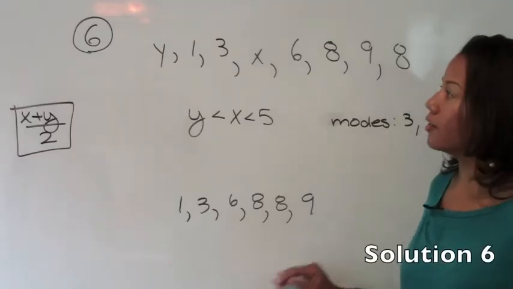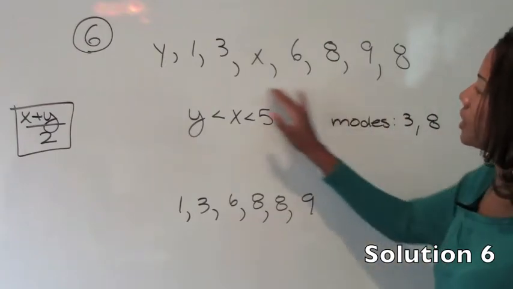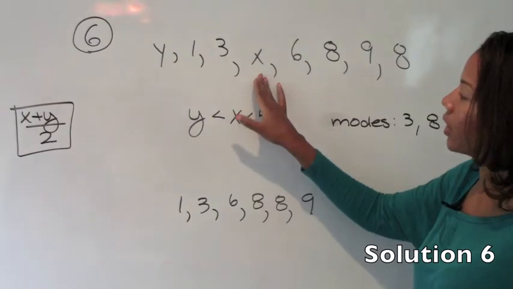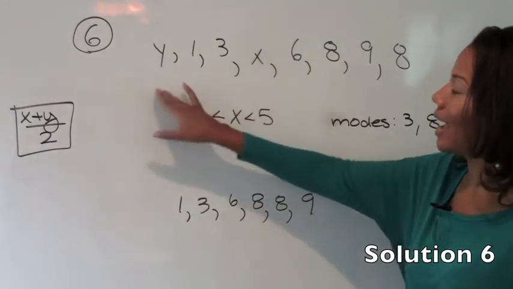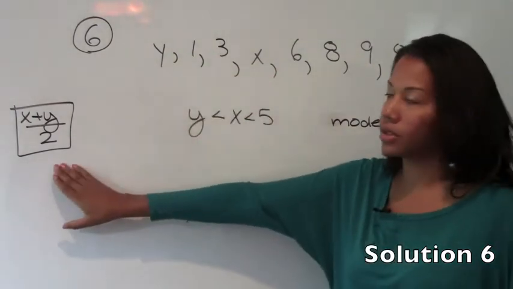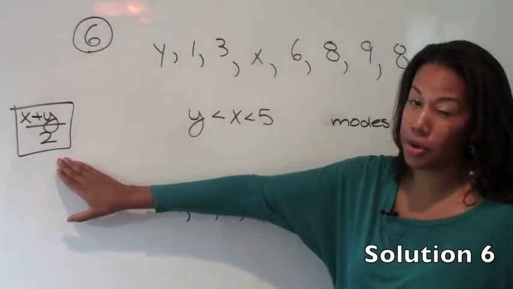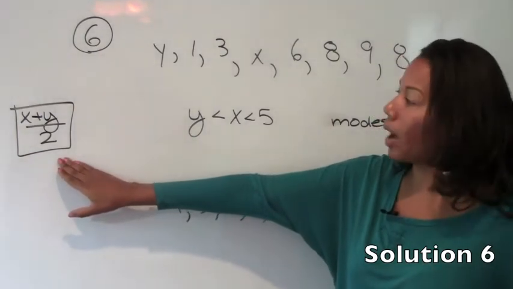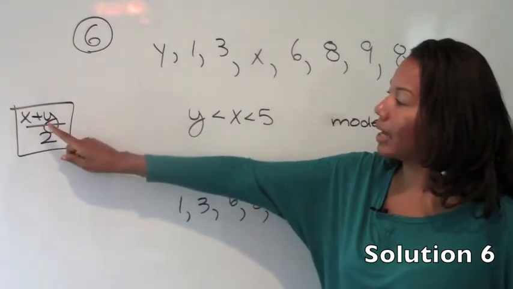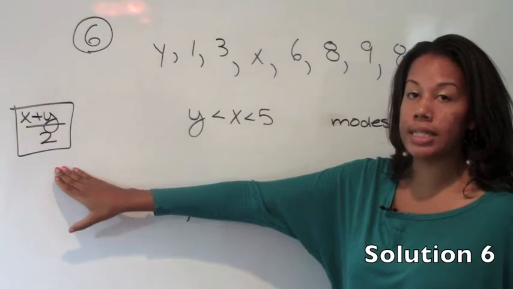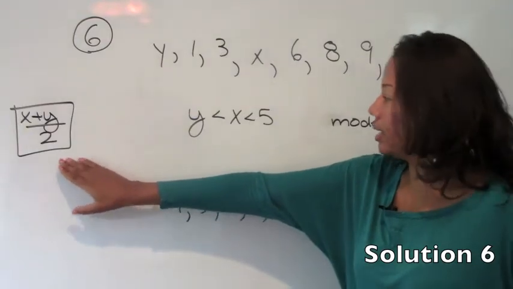Number 6. For number 6, we're given a list of numbers similar to number 5, only in this case we have 2 unknowns in our list. And we are asked to find the average of those unknowns. So remember, it's very helpful to write down what you're being asked so you can keep that in mind as you work through the problem. So this means that we need to know what x and y are so that we can divide it by 2. Or at a minimum, we need to know what the sum of x and y is.